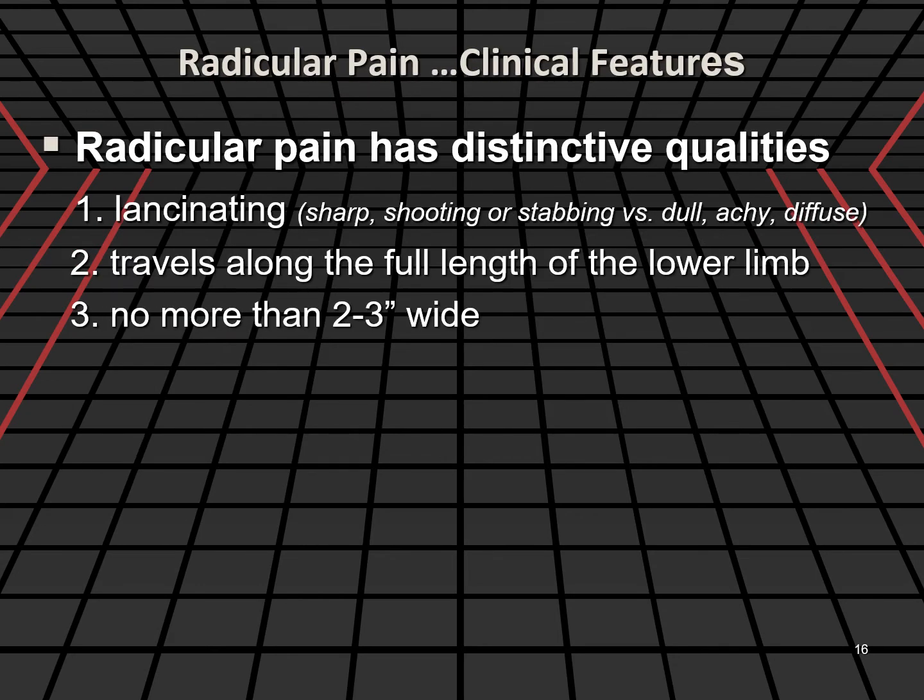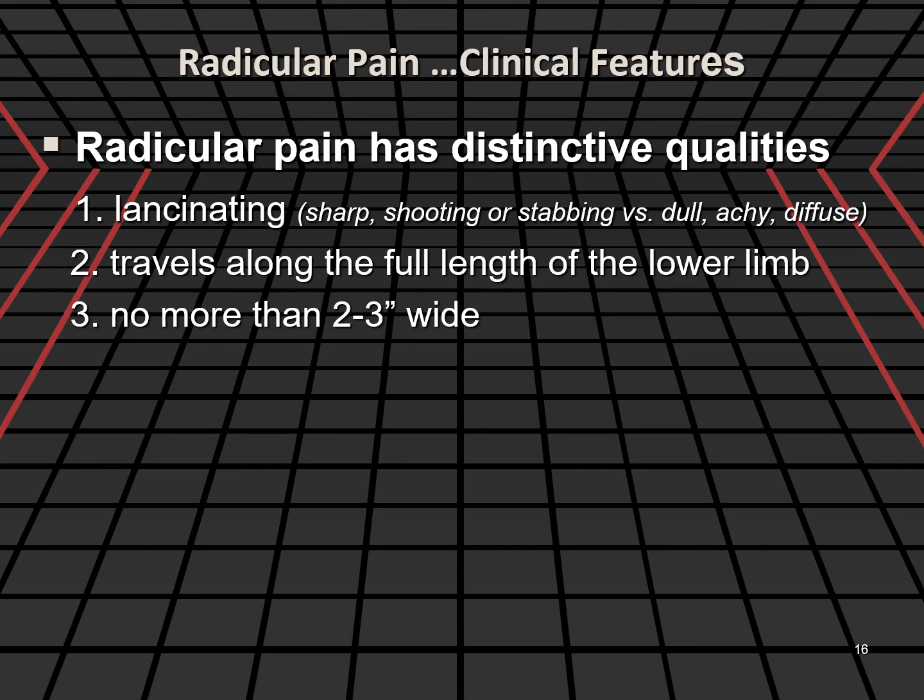All right, clinical features, here we are again. Very distinct qualities of radicular pain, so the complaints are going to be different. For somatic referred pain, that's going to be your dull, achy patient. But the radicular case, ooh, that's the sharp, stabbing, shooting, electric, lightning pain.